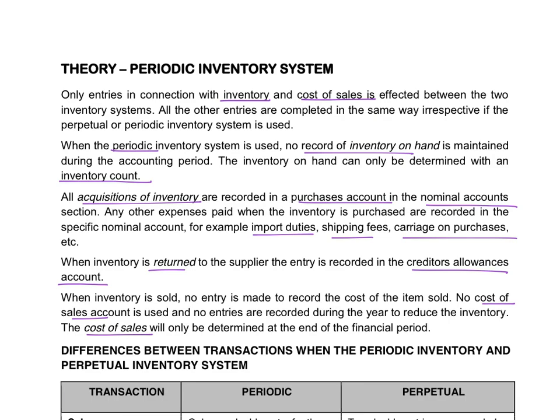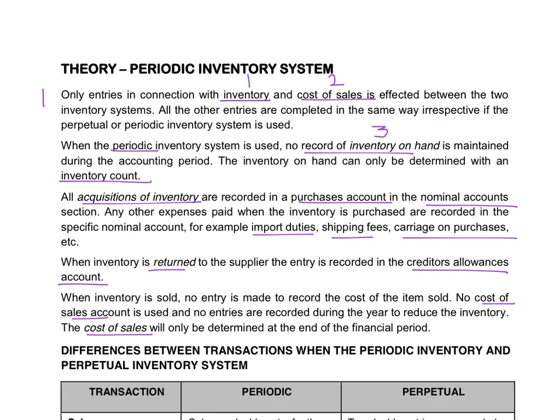So in this section that we've just done now, we determined what is the difference between periodic and perpetual. So in the periodic system, first of all, they don't use an inventory account. Secondly, they don't use a cost of sales account. Thirdly, they don't record inventory on hand, so they have to do an inventory count. They can never determine what is the inventory except doing an inventory count.